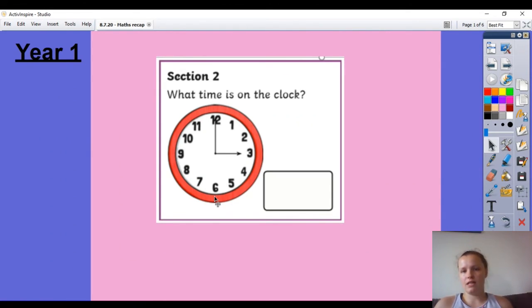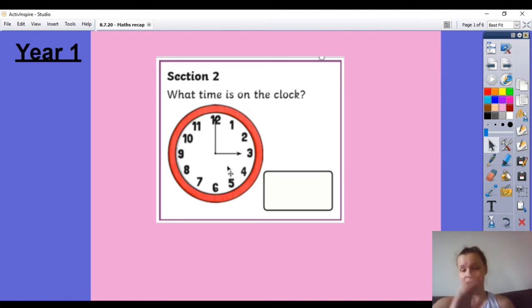I'm going to give you a few seconds to decide what time you think it is. And if you can remember what hand of that clock helps us to work out what time it is. Okay, so what time do you think it is? Okay, so if we look at the clock, these tell us the hours. What we need to remember when we're telling the time is what these hands do. These are called hands.